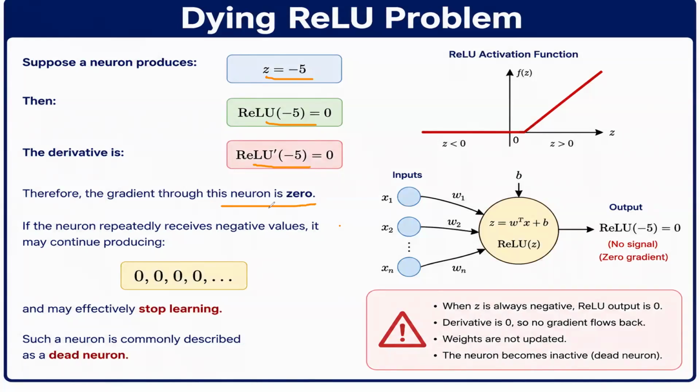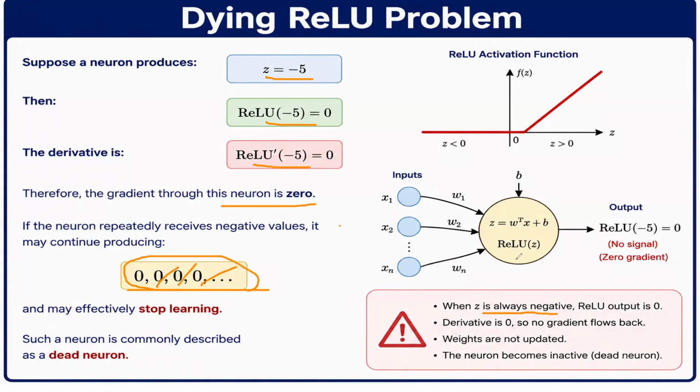Suppose there are multiple layers. So 0 is passed. At one layer the input is 0, so again the next input will be 0, then again 0 will be passed to the next layer, then 0 will be passed to the next layer. So you can see the output of every layer is 0. If the output is 0, the network may stop learning. So that's why this problem is known as the dying ReLU problem.